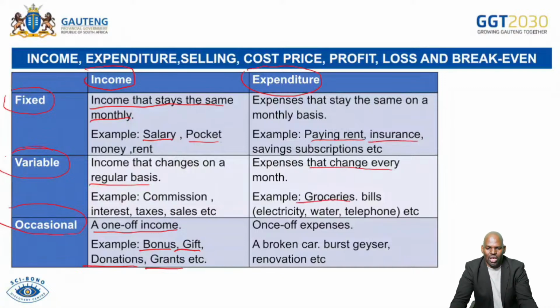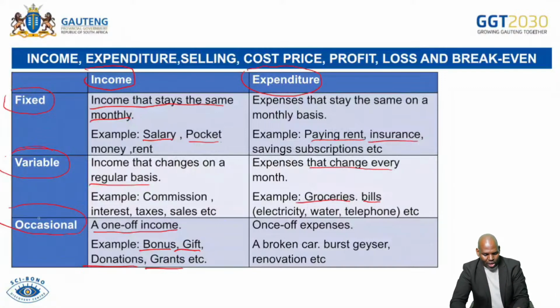You don't actually buy the same grocery items every month, so you spend a different amount. Bills, like electricity. We are not using the same amount of electricity every month, or every day, or every fortnight. So therefore, the cost of electricity will differ from month to month.